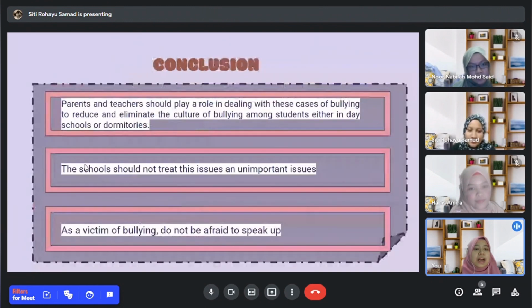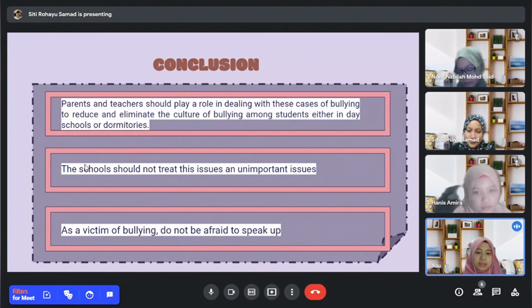Lastly, for the conclusion, bullying is wrong. Bullying is never okay, is never cool, and never makes you look good. What I can conclude is that the parents and teachers should play a role in dealing with these cases of bullying to reduce and eliminate the culture of bullying among students either in day schools or dormitories.